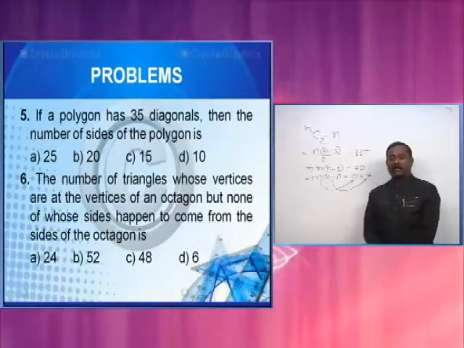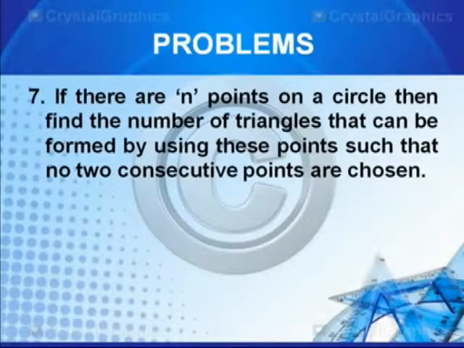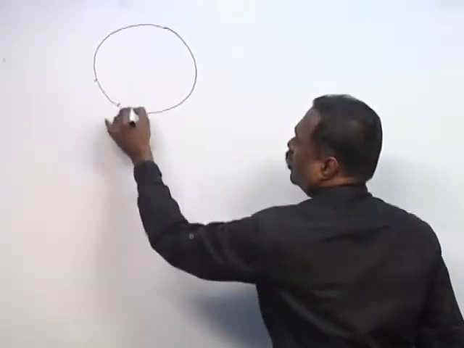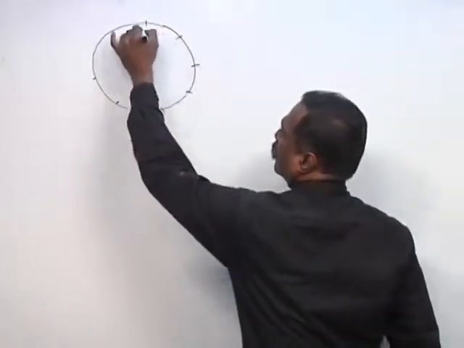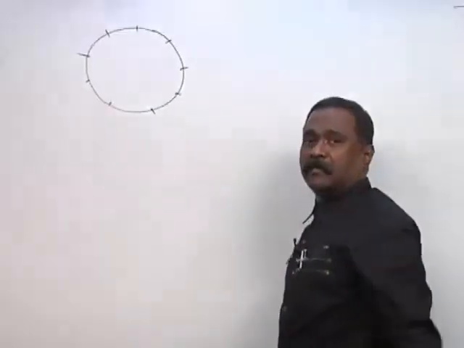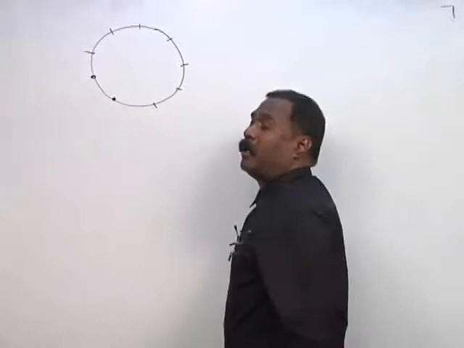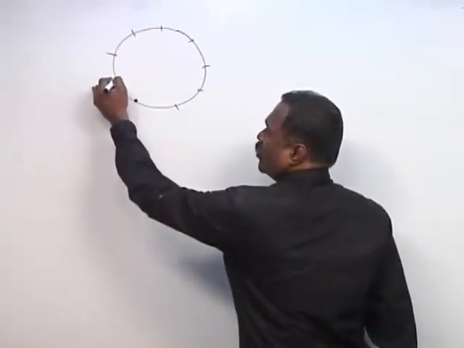Go to the next slide. Now go to this, please. If there are n points on a circle, then find the number of triangles that can be formed using these points such that no two consecutive points are chosen. What does it mean? There is a circle. On the circle, n number of points are there. Now you have to form the triangles in such a way that no 2 points are consecutively chosen.